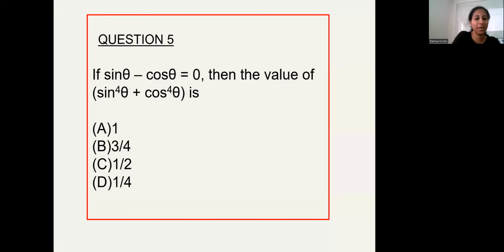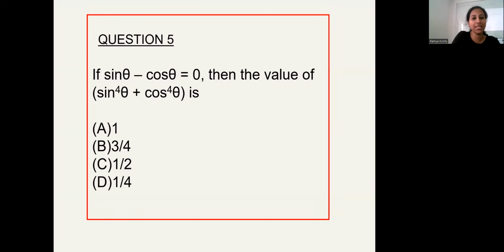Okay, what's the logic we'll apply here? Simple way to do this is, if sine theta minus cos theta is equal to 0, that means sine theta is equal to cos theta. For which value of angle is sine theta equal to cos theta? For theta equals 45 degrees. When theta is 45 degrees, sine theta is equal to cos theta. Alright? So you just had to find out what?